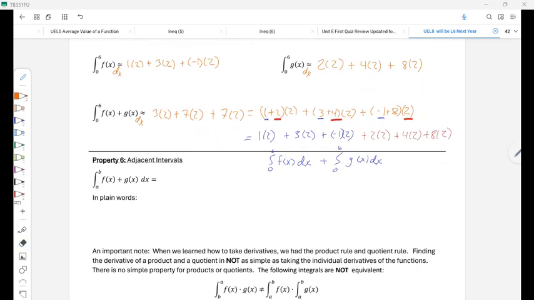So the integral from a to b of f of x plus g of x is just the integral from a to b of f of x dx plus the integral from a to b of g of x dx. And again, in plain words, you can treat a sum or difference as 2 separate integrals.